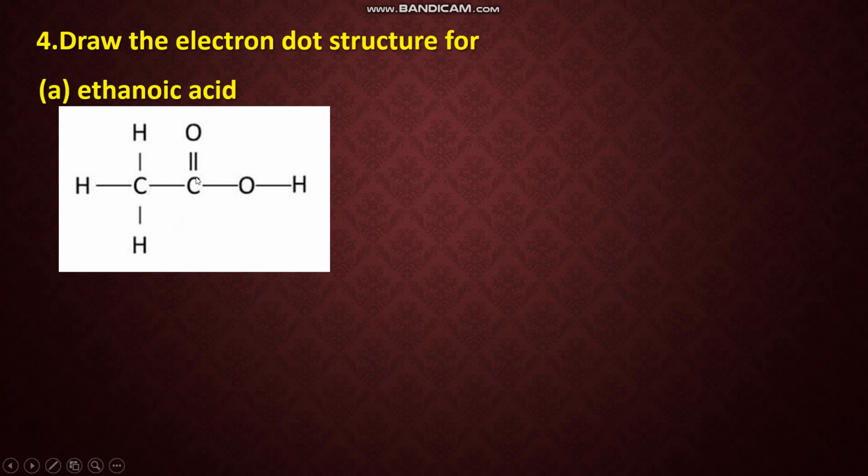Here how many pairs are shared? 4 electrons are shared because a double bond is present here. So carbon's 2 electrons, 2 cross marks, and oxygen you can give 2 dots. Here one pair is shared, you can give one cross and one dot. Here oxygen and hydrogen both we are giving dots, so 2 dots you can give.